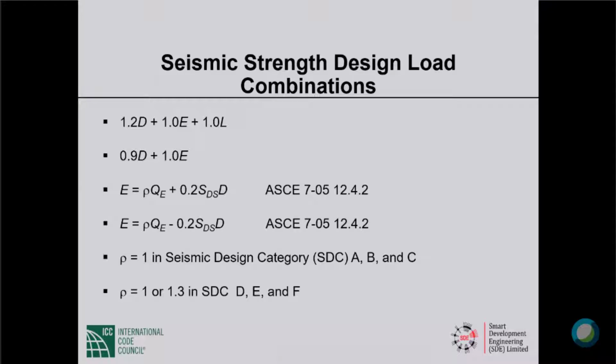The vertical earthquake effect, E sub V, ASCE 7-05 says can be taken as 20% of the short period design spectral acceleration, with which we should be familiar by now, multiplied by the design dead load D, 0.2 S sub DS times D. Okay. So in the additive load combination, we write E is equal to rho times Q sub E plus 0.2 S sub DS times D. That would mean vertical earthquake effect acting downward. In the counteractive load combination, we would write E is equal to rho times Q sub E minus 0.2 S sub DS times D, which would mean vertical earthquake effect acting upward. Okay.